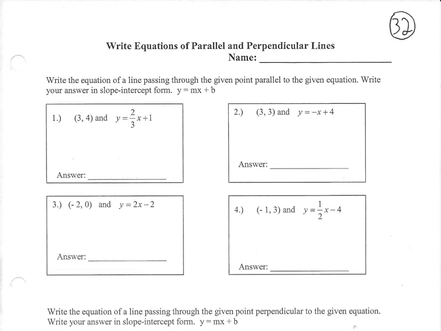So, here's what we're going to do. This one's wanting us to create an equation for a parallel or perpendicular line. They're going to give us an original equation and a point that we need to go through. So we're going to need both of those for writing an equation. This first one says write the equation of a line passing through the given point parallel to the given equation. Write your answer in slope-intercept form, which is y equals mx plus b.